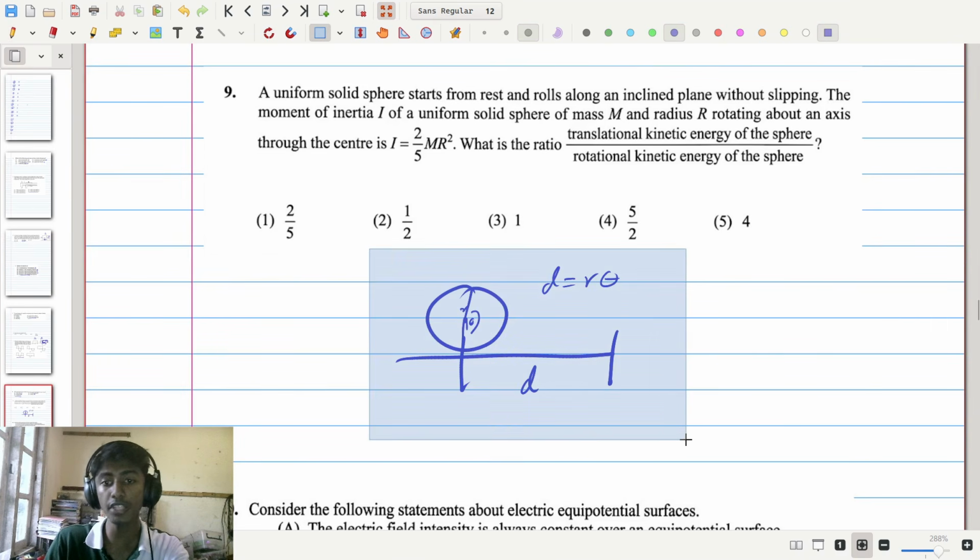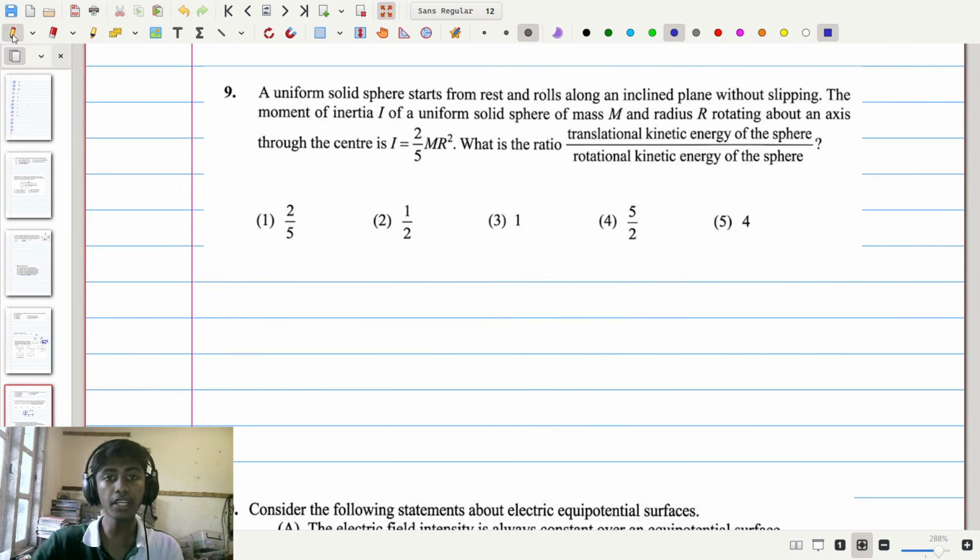Now the question then says, the moment of inertia I of a uniform solid sphere of mass m and radius r rotating about an axis that goes through the center is I equals 2/5 mr squared. Given this information, we are asked what is the ratio of translational or normal kinetic energy of the sphere to the rotational kinetic energy of the sphere.